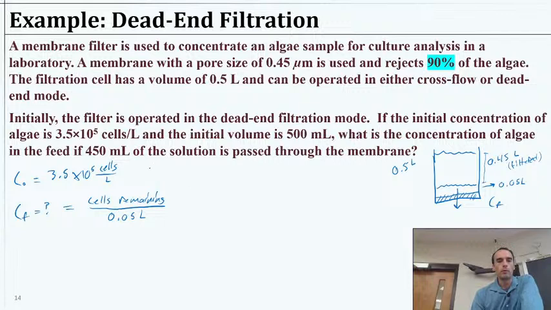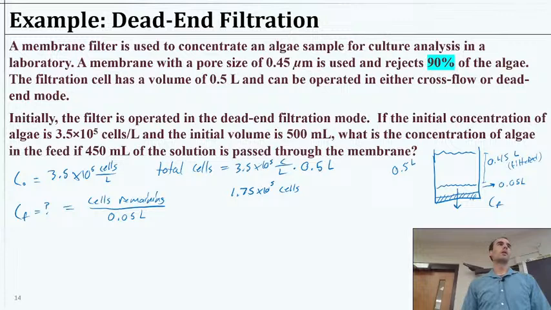first of all, we could find the total number of cells. Total cells would be equal to this 3.5 times 10 to the fifth cells per liter times our starting volume, which was 0.5 liters. So that should give us half of 3.5. That should be what, 1.75 times 10 to the fifth cells total. So I'll just write cells. Okay, so that's how many we started with.